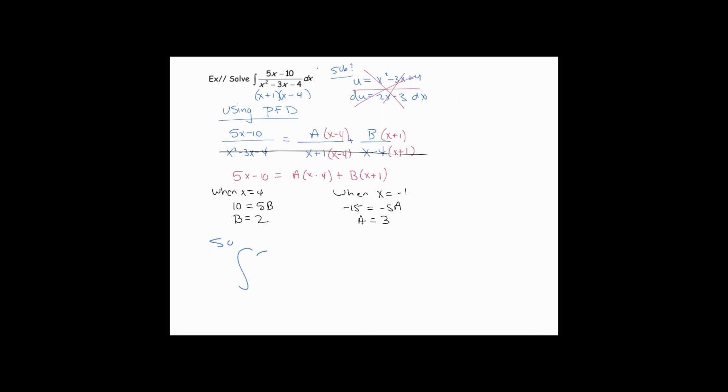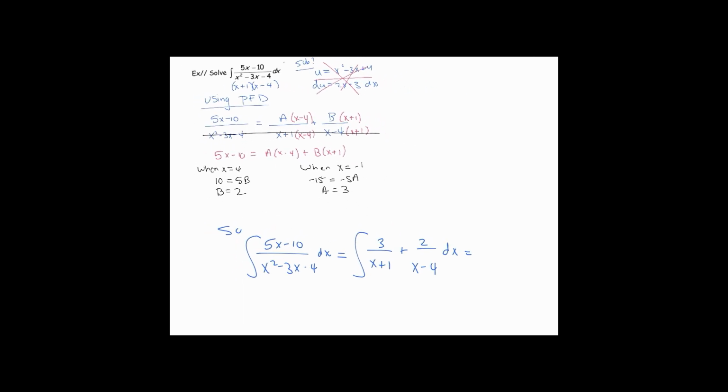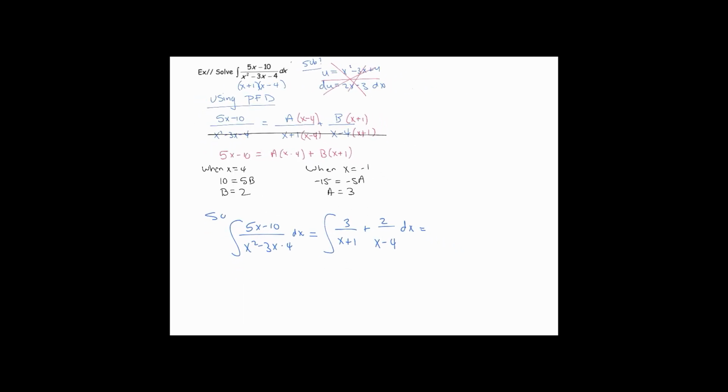So our original integral can be written in an easier form. I can write this as 3 over x plus 1 plus our B was 2 over x minus 4, which equals 3 times the natural log of the absolute value of x plus 1, plus 2 times the natural log of the absolute value of x minus 4, plus C.